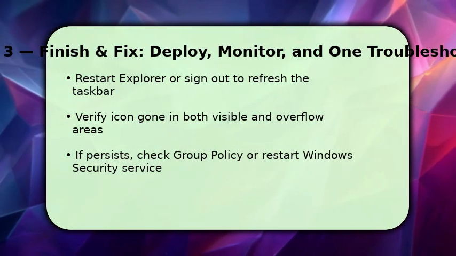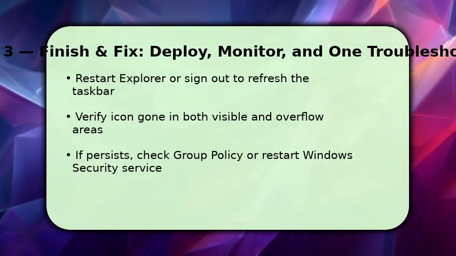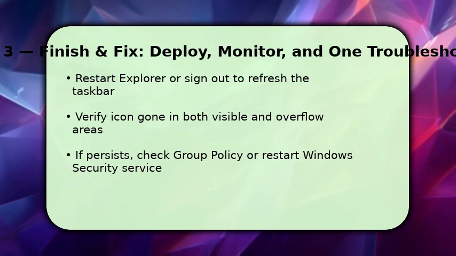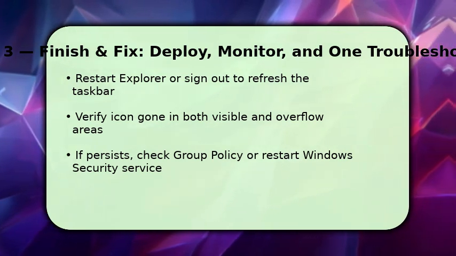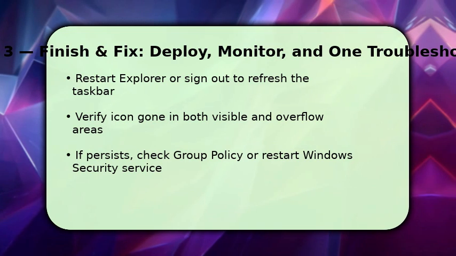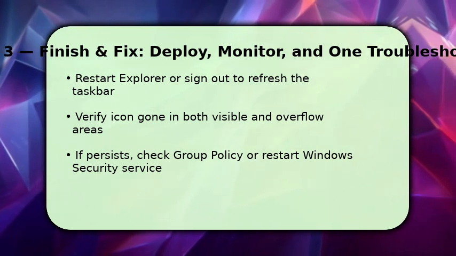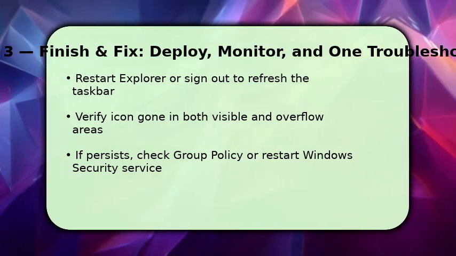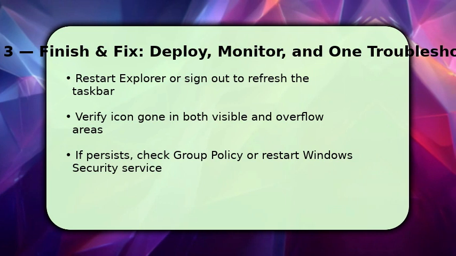To finalize, restart File Explorer from Task Manager or sign out and back in. This forces the taskbar to refresh and apply your visibility changes. Once done, inspect both the visible icons and the corner overflow to confirm the Windows Security Shield is gone.